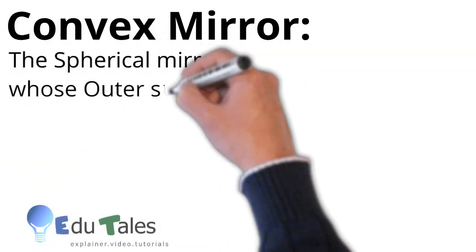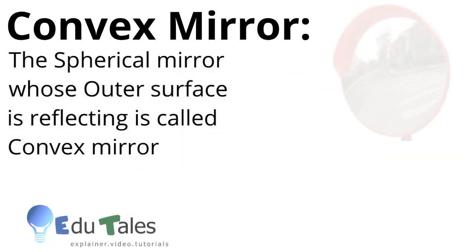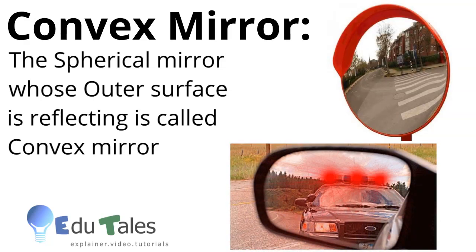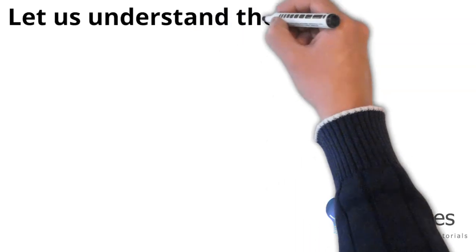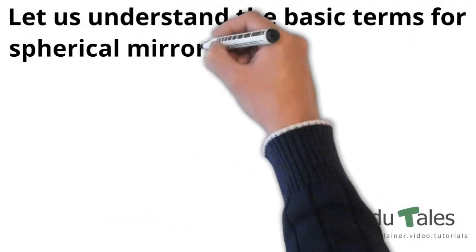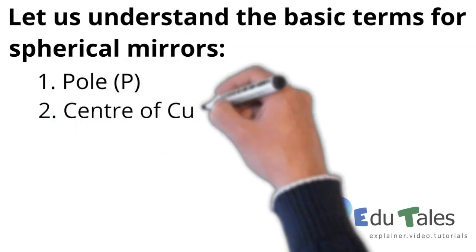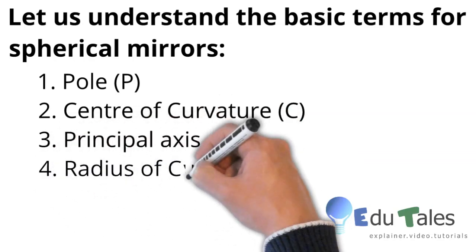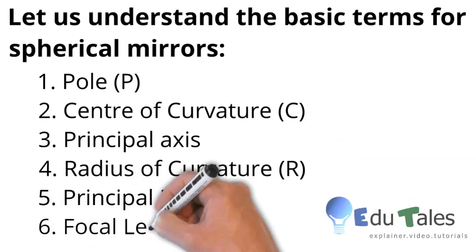The spherical mirror whose outer surface is reflecting is called a convex mirror. It is used as a reflector in street to cover a wide area, and it is also used in rear view mirrors. Now let us understand the basic terms for spherical mirrors with diagram. Pole, center of curvature, principal axis, radius of curvature, principal focus, and finally focal length.